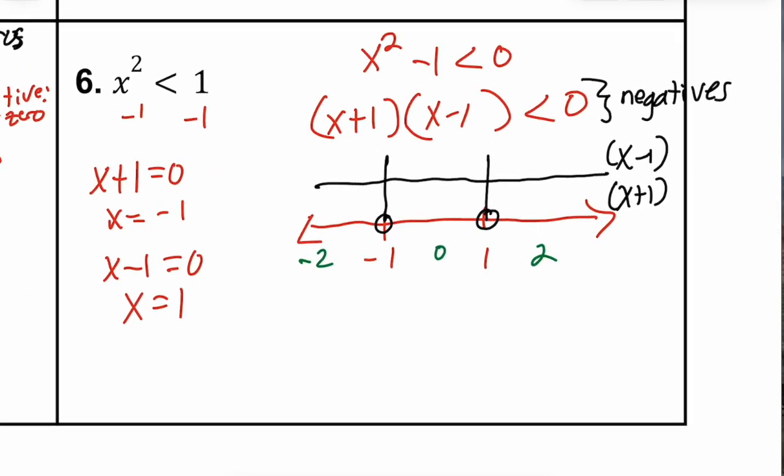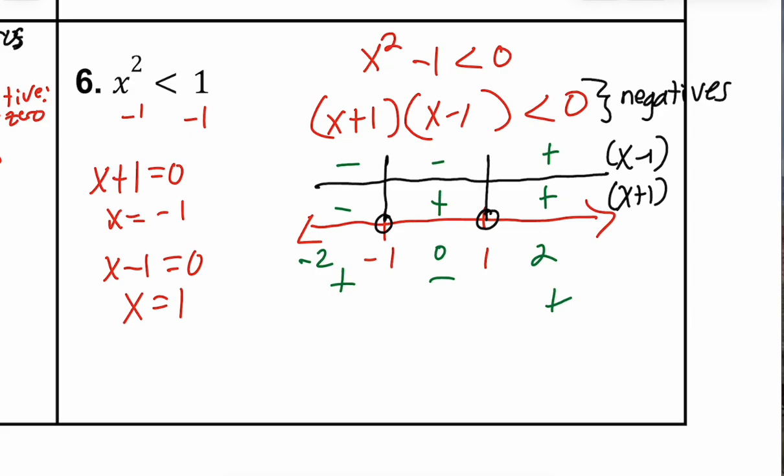Okay, so if I plug in -2 to both of these, you're just recording, do I get a negative or a positive? -2 minus 1 is a negative. -2 plus 1 is a negative. Two negatives make a positive. That region is positive. Now let's plug in 0. We get -1, which is a negative. +1 is positive. A negative times positive is a negative. If we plug in 2, we get a positive and a positive, which is a positive.